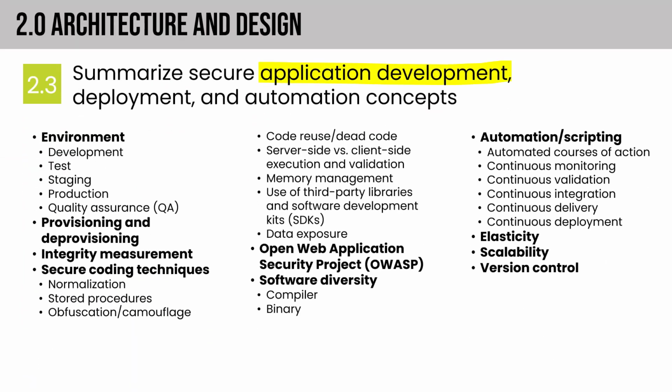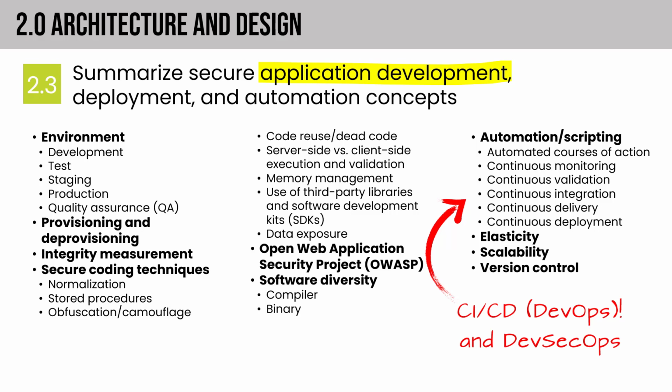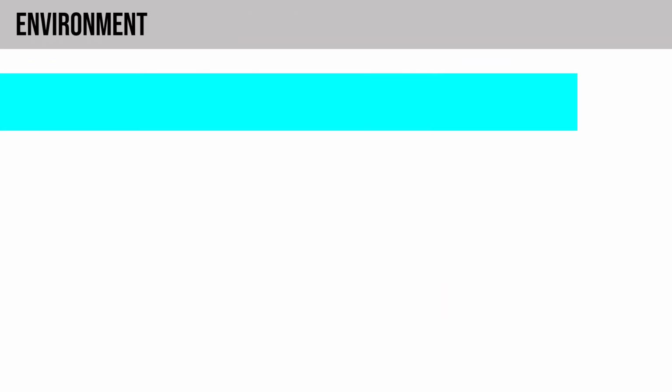Now we're on to section 2.3, summarize secure application development, deployment, and automation concepts. So what we see there under automation and scripting really speaks to CI/CD, continuous integration and delivery, or continuous integration and continuous deployment, which is really a DevOps discussion and increasingly comes up in DevSecOps discussions. So let's talk about environments.